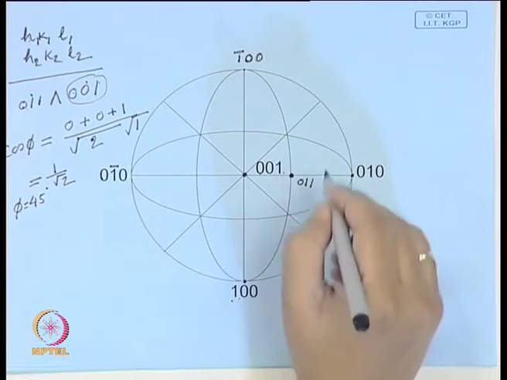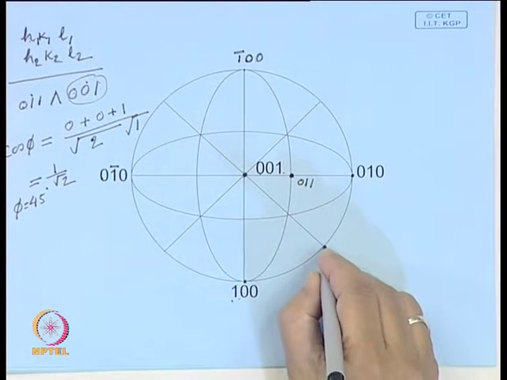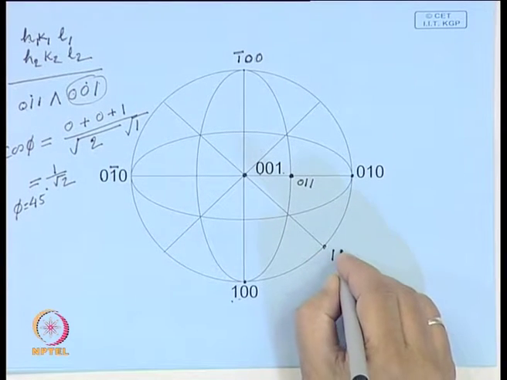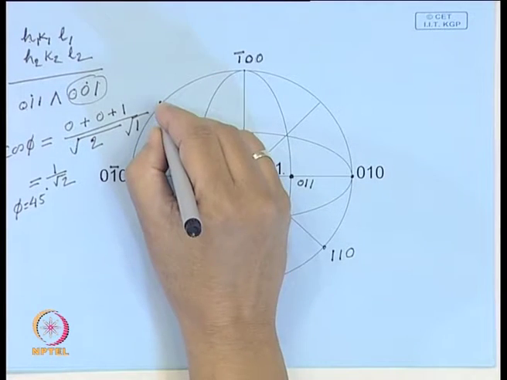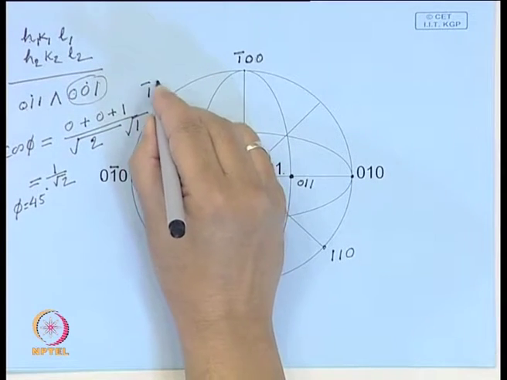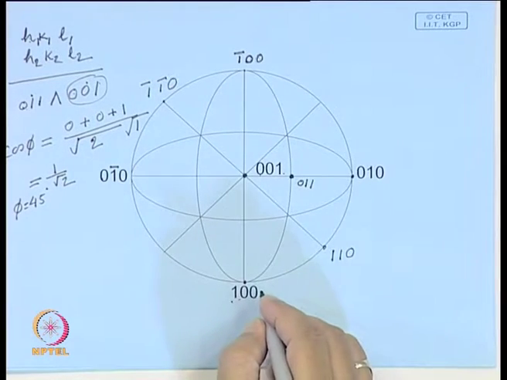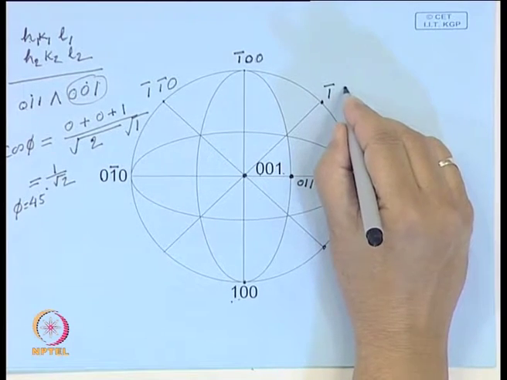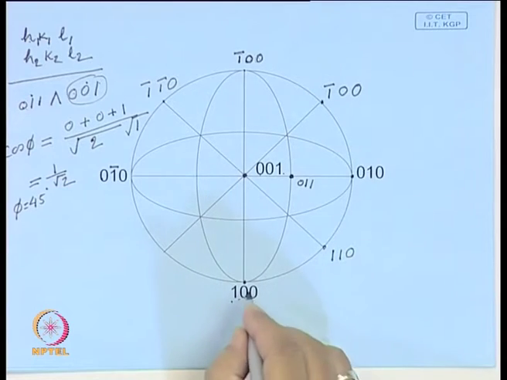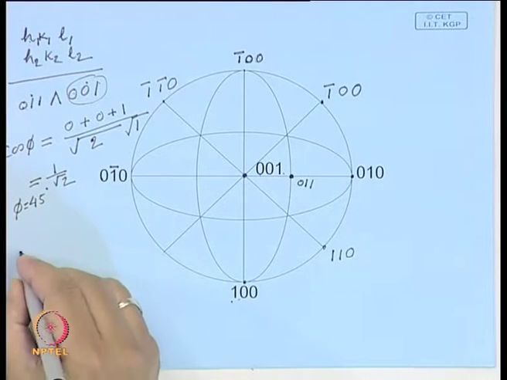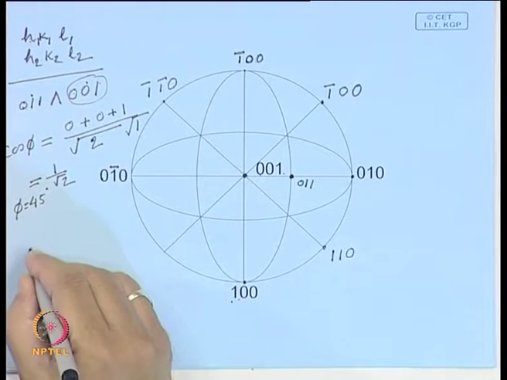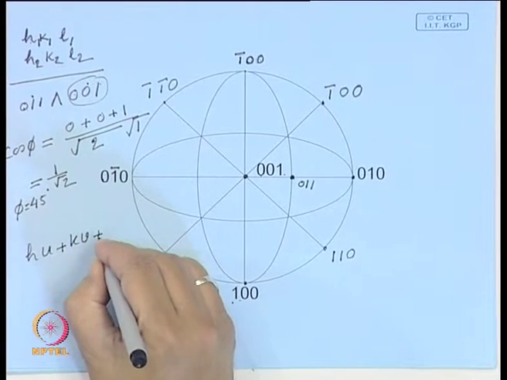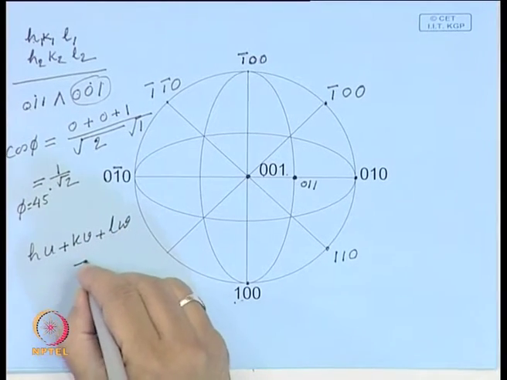So, likewise, it is possible to index all this. This is also the angle 45 and its indices is 1 1 0, opposite of this is 1 bar 0. This point is 1 bar 0 0. Now, it is quite simple if we recollect this zone relationship, that is hu + kv + lw = 0.